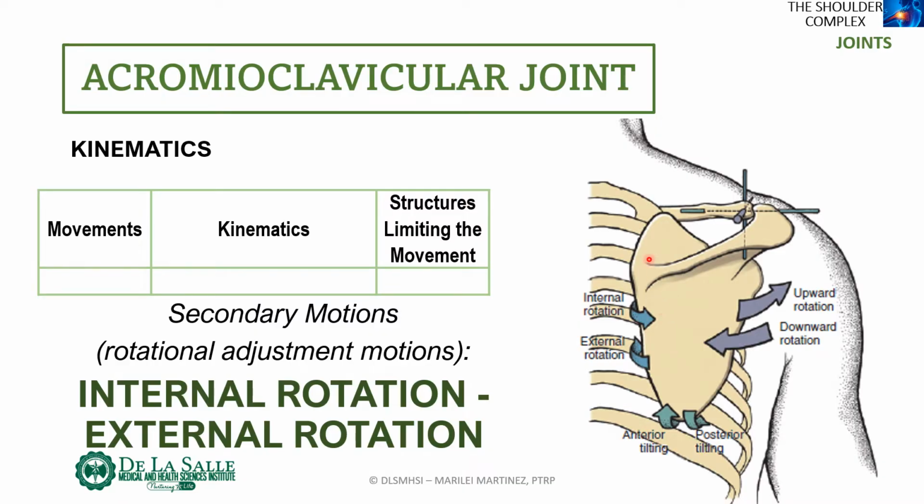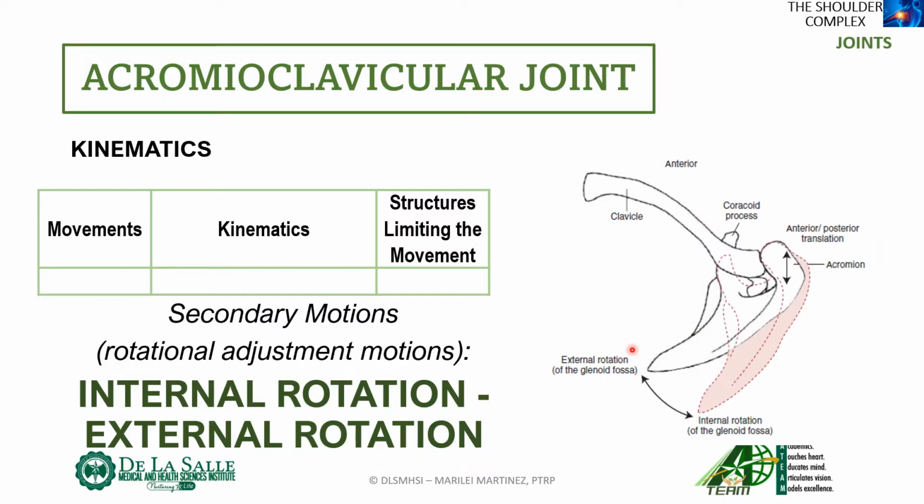Okay, for this one, this is evident by the medial border of the scapula pivoting away and toward the posterior surface of the thorax. So don't be confused, okay? If the medial border of the scapula moves posteriorly, that is internal rotation, then anteriorly, that is external rotation. Ma'am, it's confusing. It's kind of opposite to what I know.